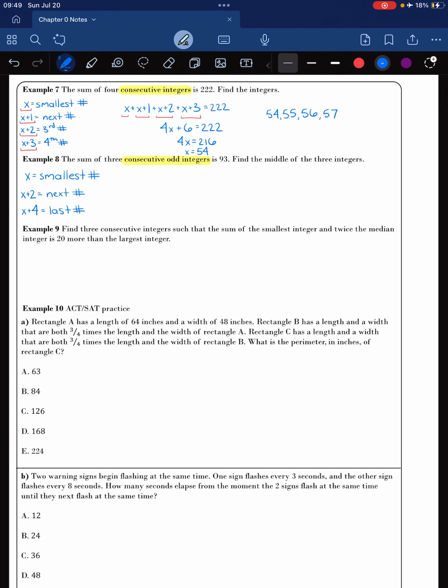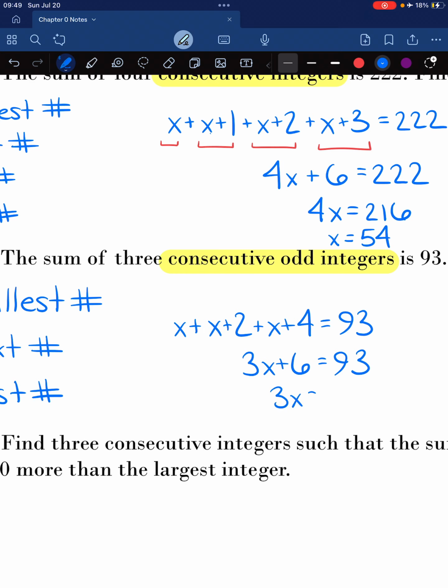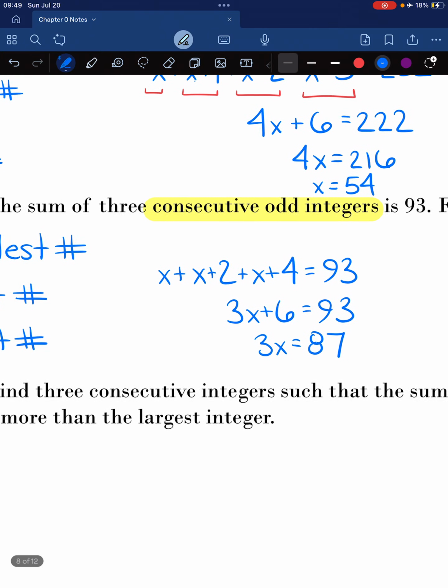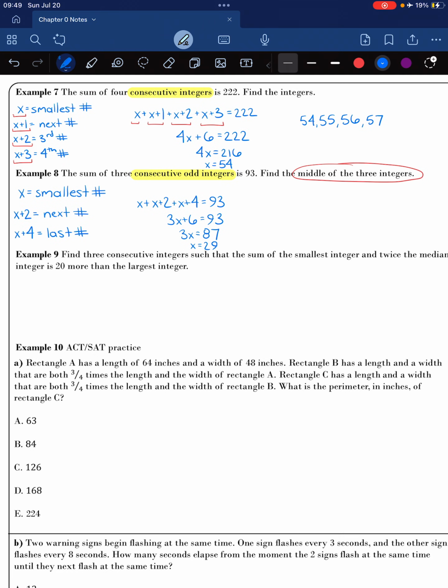Again, the sum of these is 93. Find the middle. I'm looking for the middle number, but I'd probably have to solve for x first anyway. So let's add them all together. The sum is 93. 3x plus 6 equals 93. 3x equals 87, which means x is 29.